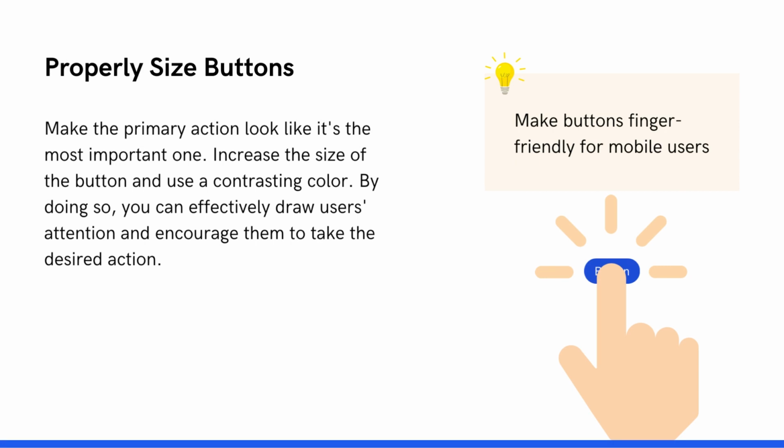Properly size buttons. Make the primary action look like it's the most important one. Increase the size of the button and use a contrasting color. By doing so, you can effectively draw users' attention and encourage them to take the desired action. So, for example, if your button is a call to action, it should be clearly seen as a call to action button.